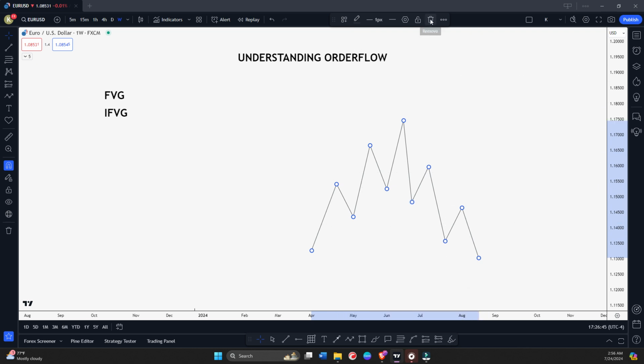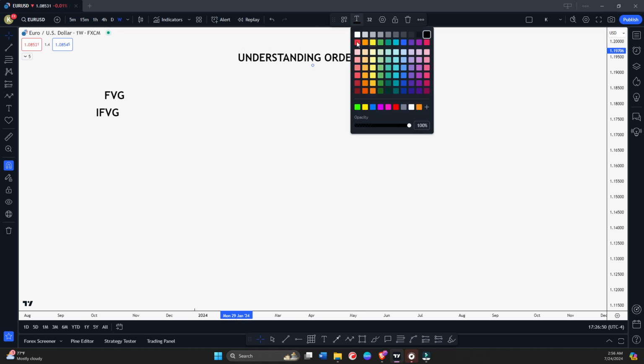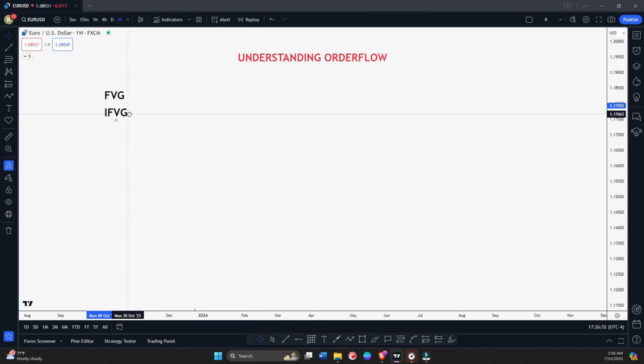But I hope you guys know about this basic market structure, what is higher high, what is higher low, right? So see, the thing is key, if you're going to trade, if you understand fair value gap and inverted fair value gap, then this video will properly make sense to you. If you guys don't know about inverted fair value gap, if you don't know about fair value gap, then of course you're going to struggle.